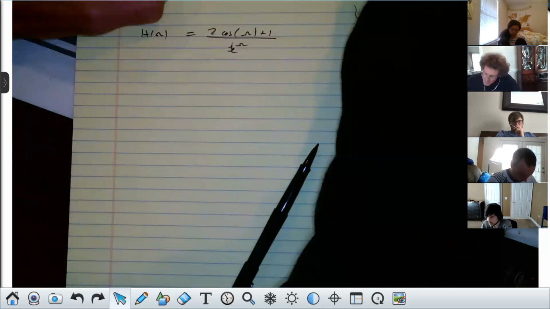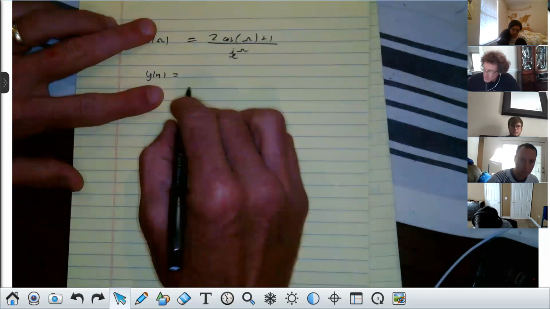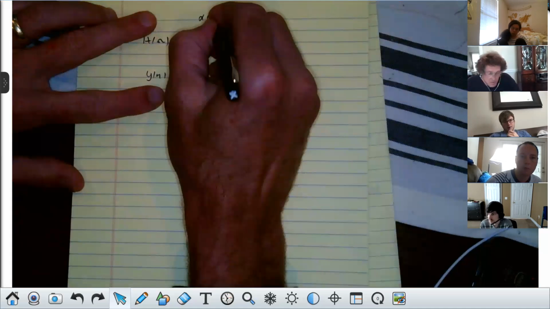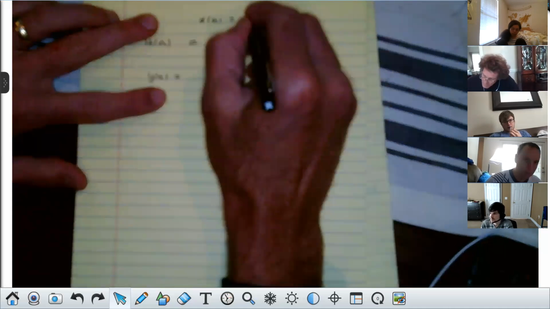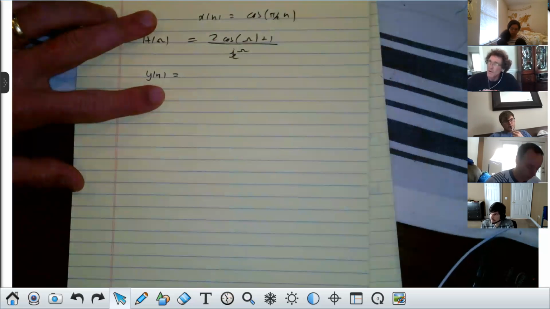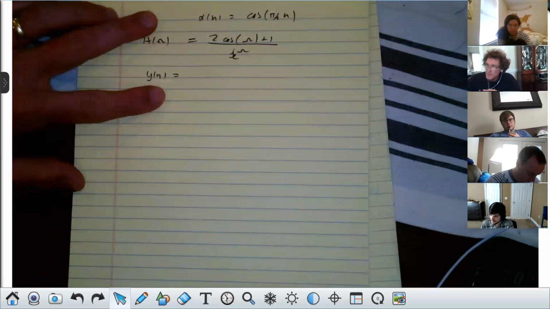If that's the final form of h, then y of n would be equal to the magnitude of the input. The input was, remember, simply cosine of pi over 2n. We got rid of the cosine of 2/3 pi n, correct? Because the filter is 0 there, right? Everybody remember this? I'm sorry, I'm not trying to hasten everything, but I have to move a little faster.